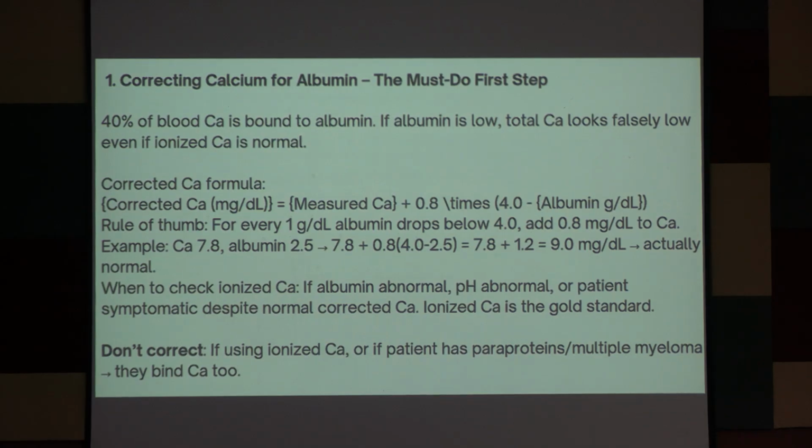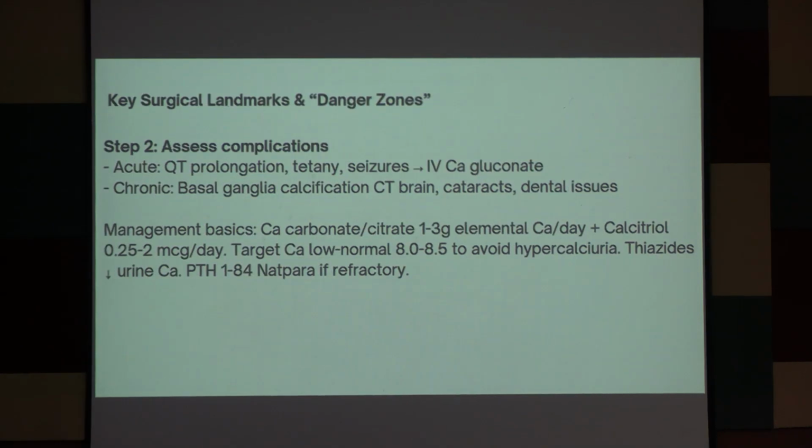Correcting calcium for albumin, that's the first step. Calcium binds to albumin; 40% of bulk calcium is bound to albumin. If albumin is low, total calcium looks falsely low even if ionized calcium is normal. So the corrected formula: corrected calcium in milligram per dl is equal to measured calcium plus 0.8 times (4 minus albumin in gram per dl).